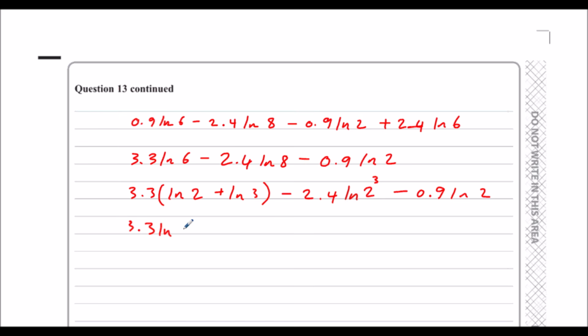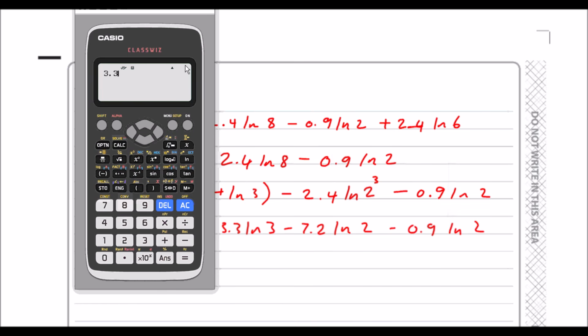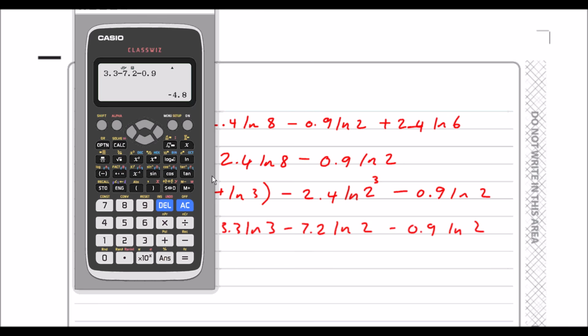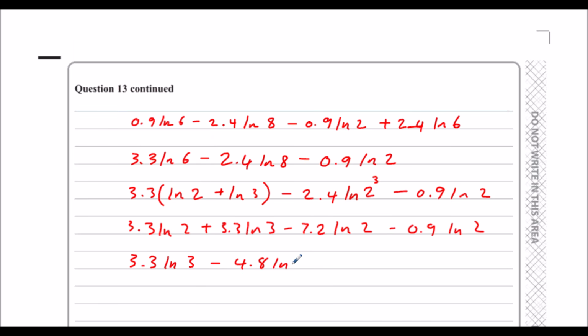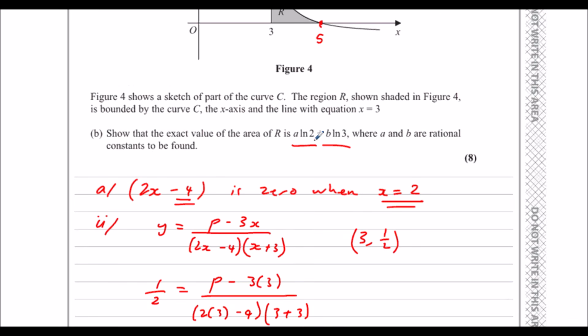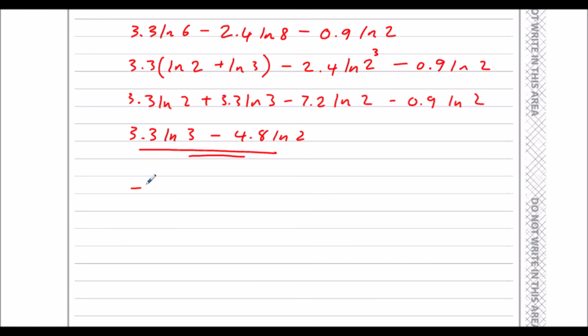So we've got 3.3 ln 2 plus 3.3 ln 3 minus 7.2 ln 2 minus 0.9 ln 2. So they're all 2s and 3s. So let's just add them up. So our ln 2s are 3.3 minus 7.2 minus 0.9, which is minus 4.8. So we've got 3.3 ln 3 minus 4.8 ln 2. And I think that's the form we wanted, a ln 2 plus b ln 3. Well, we can just write it the other way around. And there's our answer.